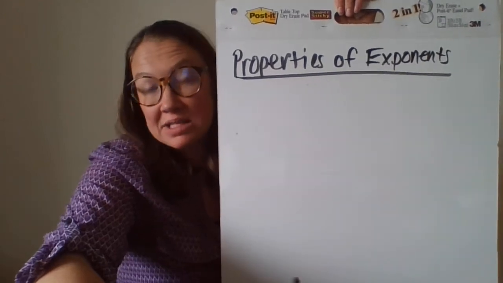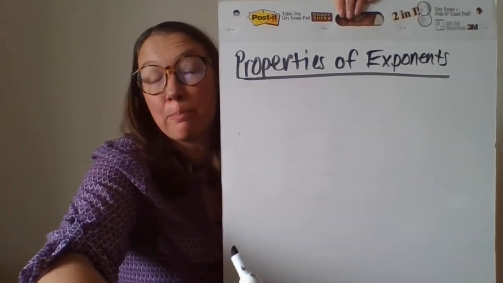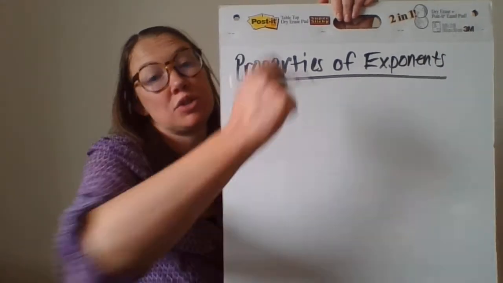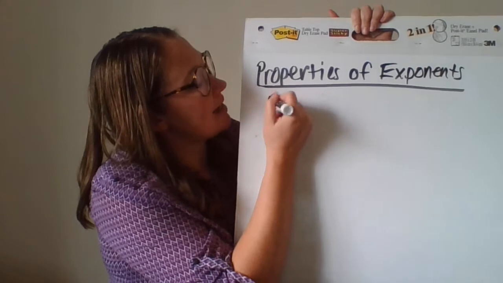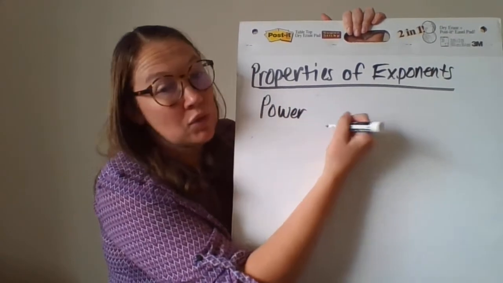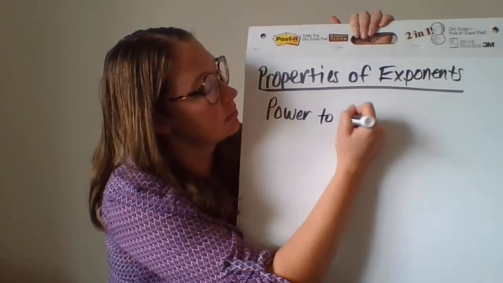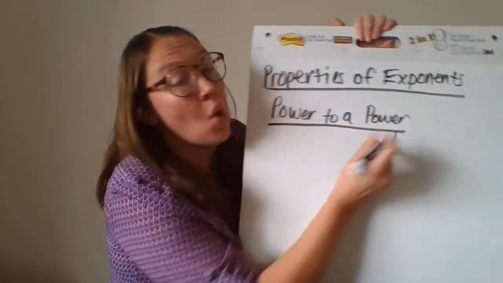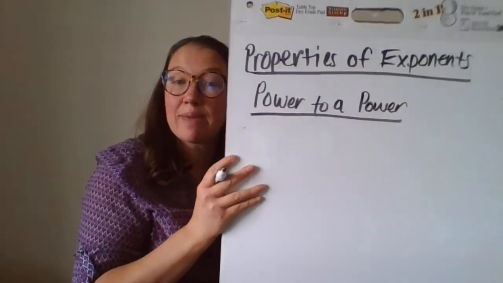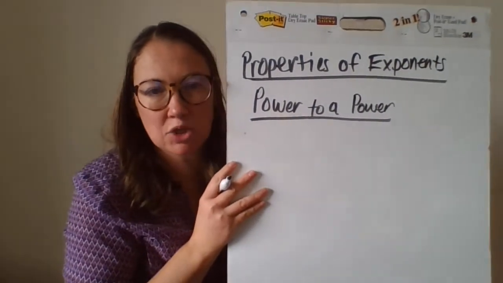All right, the very last one we're going to cover here is powers to powers, which is the last part of properties of exponents. So if I take a power raised to another power, what you're doing is you're just making a really big multiplication problem.